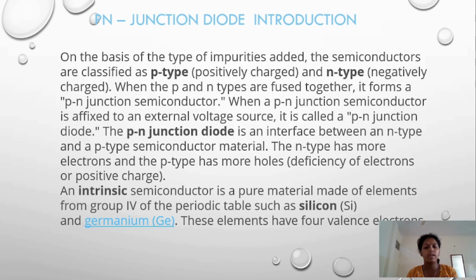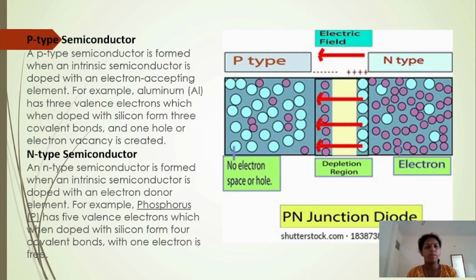An intrinsic semiconductor is a pure material made of elements from group 4 of the periodic table such as silicon and germanium. These elements have 4 valency electrons. P-type semiconductor. A p-type semiconductor is formed when an intrinsic semiconductor is doped with an electron-accepting element. For example, aluminum has 3 valency electrons, which when doped with silicon form 3 covalent bonds and 1 hole or electron vacancy is created.